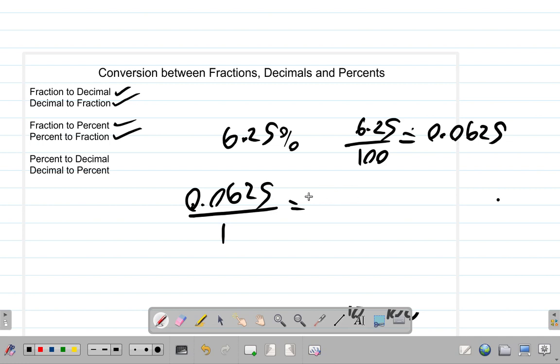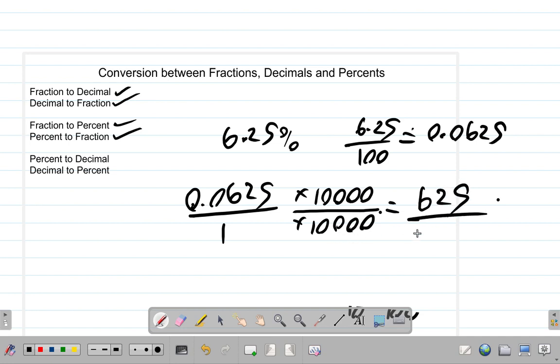So we have to multiply to get a whole number. How many places do you have to move the point? 1, 2, 3, 4 places. So you have to multiply this by 1 and 4 zeros, that is 10,000. But you must multiply the bottom number, the denominator, by the same 10,000. Right? 10,000 over 10,000 is 1, and when you multiply a number by 1, you get back the same number. So anyway, you get 625 over 10,000. Right? And then you can cancel down now.